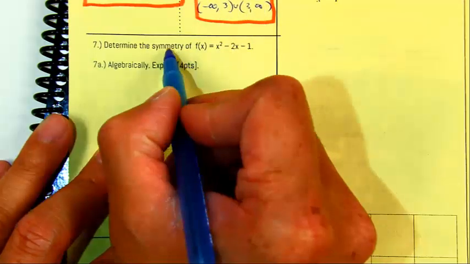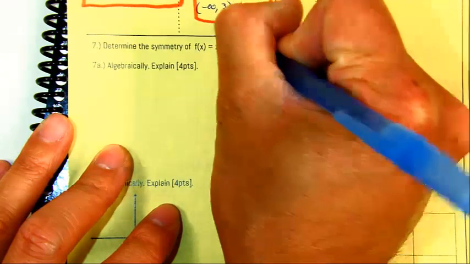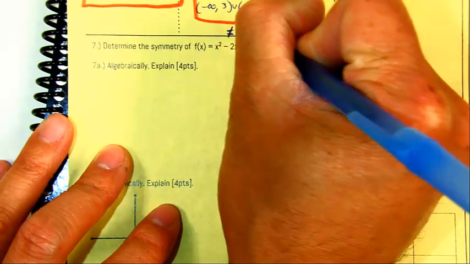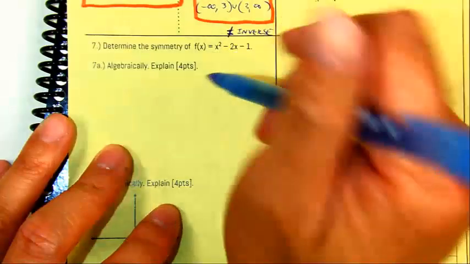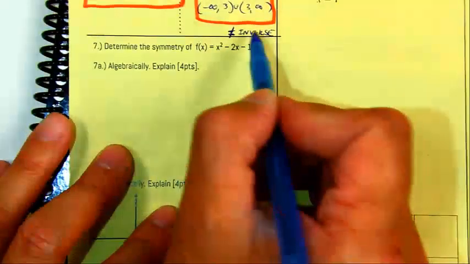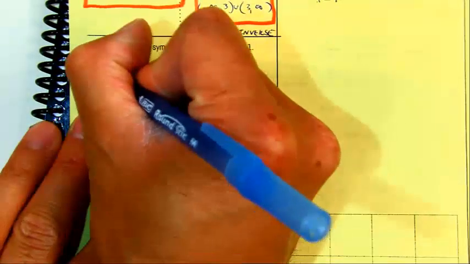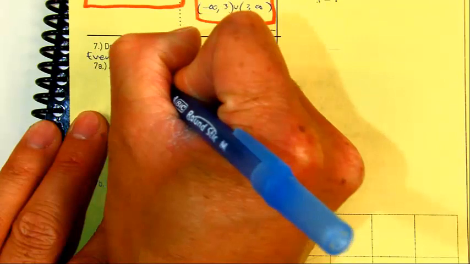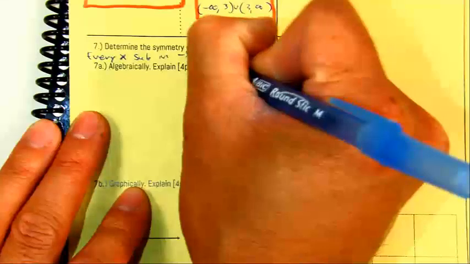Now, students commonly get confused. Even though last year I said you should know how to do inverse, this is not the inverse. This does not mean take the vertical line test and the horizontal line test, and then switch your x's and y's, solve for y, and put inverse of x. That's not this problem. So again, it says algebraically explain, and what we're going to do is, for every x, sub in negative x.